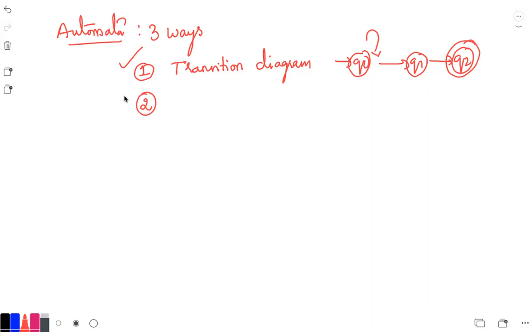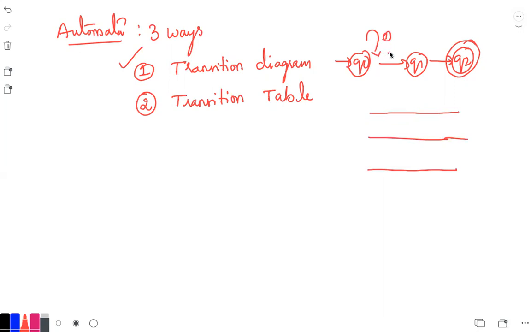There is also another way, which is called the transition table. If the examiner asks you to design an automata with the help of a transition table, then you should take a small table. For the same input 0, 1, 1, 0, 1, the previous figure. So this is the transition diagram, the first methodology.